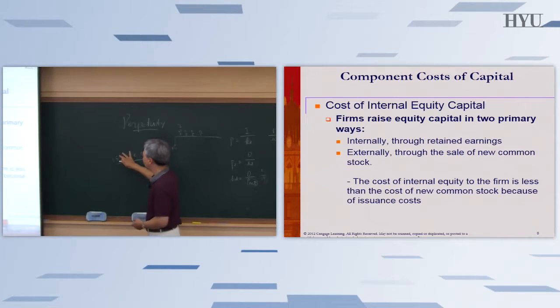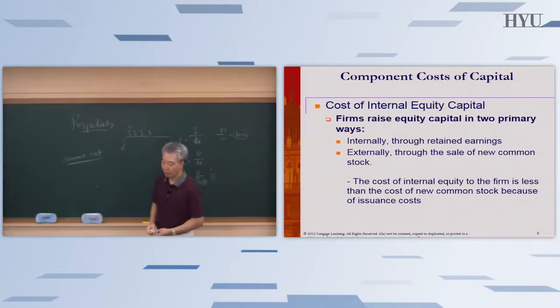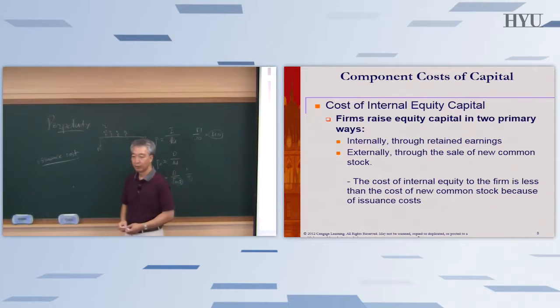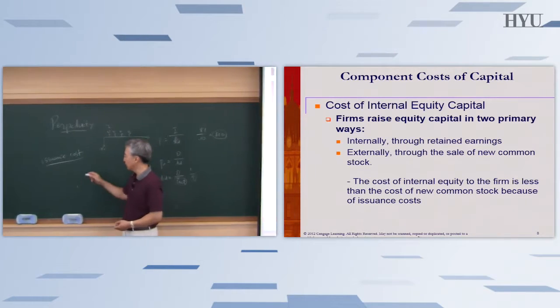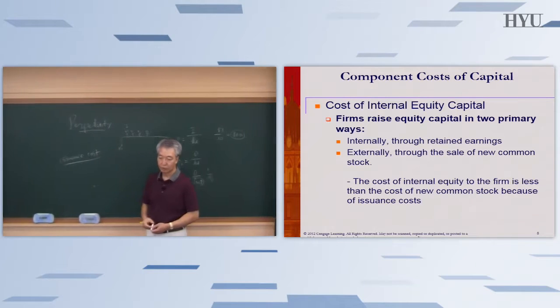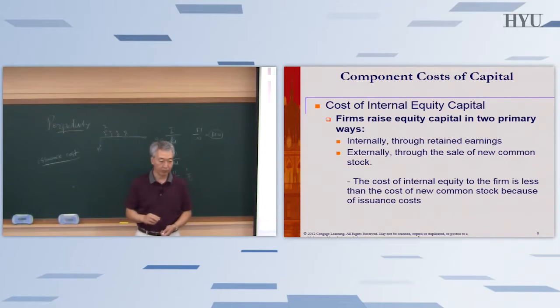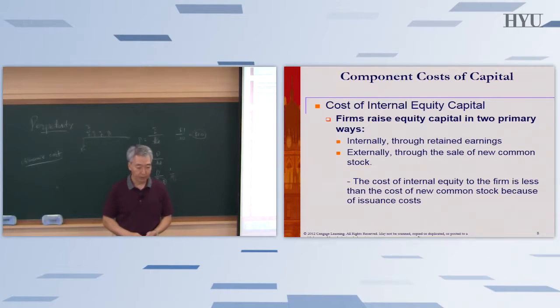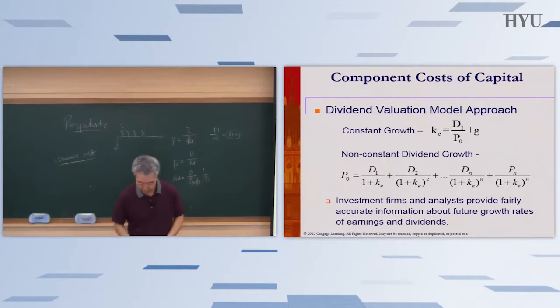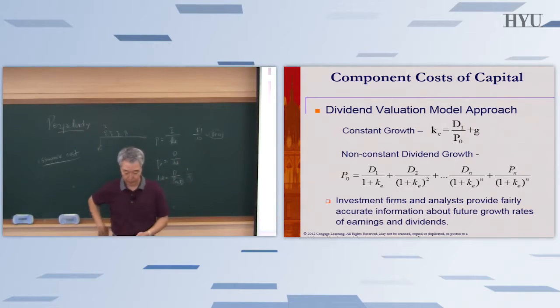Basically, the money you pay to the investment banker, who handles the new issue of additional stocks. Other than this issuance cost, the cost should be the same between internal equity and external equity. So internal equity, the cost is slightly less than the external equity, right? So what does it lead us to?